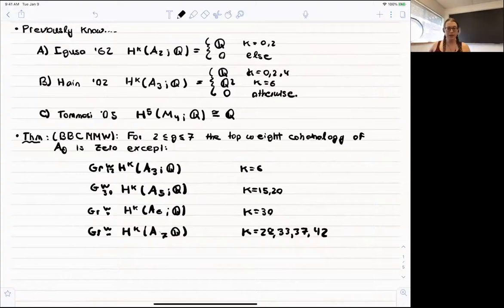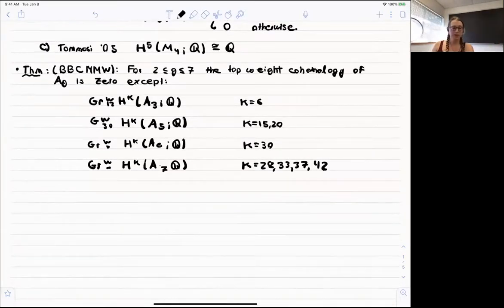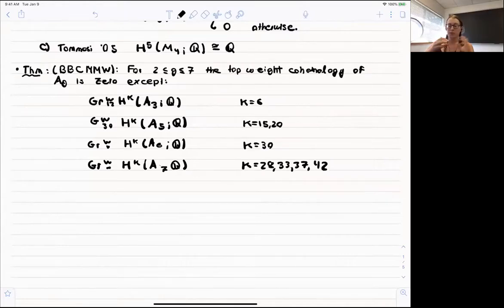Okay, and so let me unpack this. I'm saying for all the moduli spaces of principally polarized abelian varieties for g between 2 and 7, we're able to fully compute the top weight cohomology. And what is that? By Deligne's theory of Hodge structures, the weight filtration of A_g is supported in degrees from 0 up to twice the dimension. The top weight cohomology piece is the one in top weight, so the piece in degree 2 times the dimension, so in degree 2d.